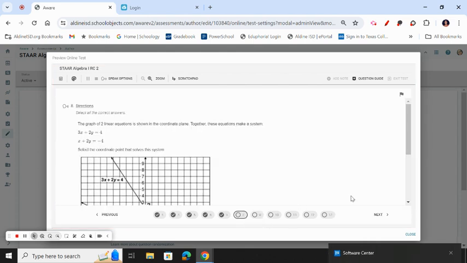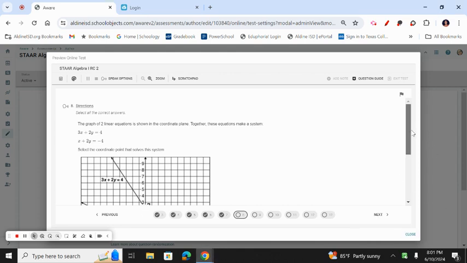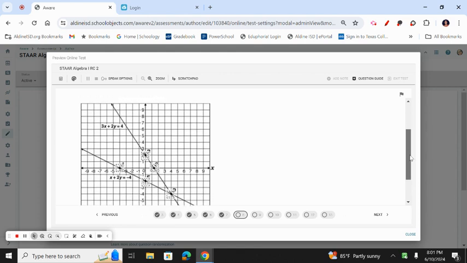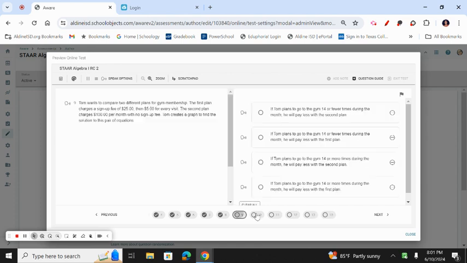Okay, now we're looking at this. It gave us 2 equations. And we're trying to figure out where the solution is. The solution to any system is where they intersect at. So we click their intersection point.